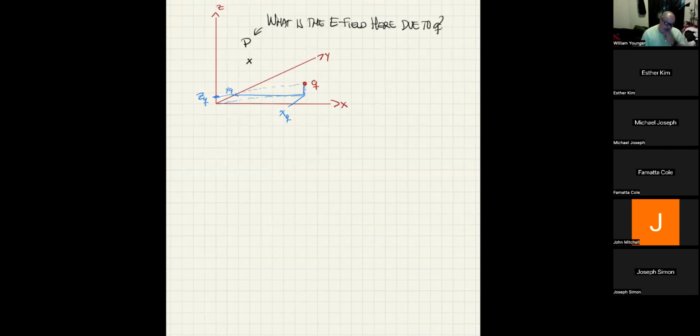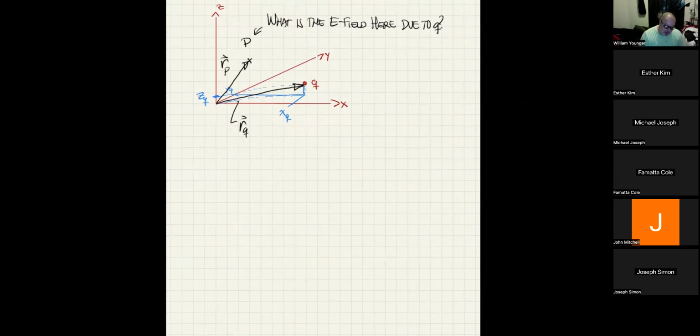So that's what we're trying to figure out. Well, what we have here is the ability to create vectors. So this vector right here is going to be called R sub Q. And then this vector right here, which goes from the origin to the point in question, is going to be called R sub P.